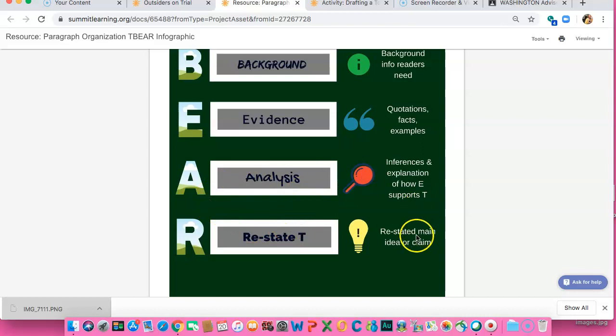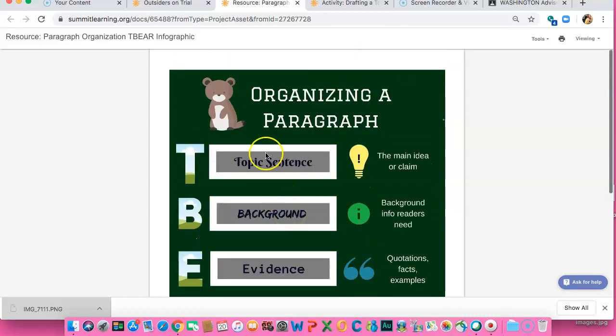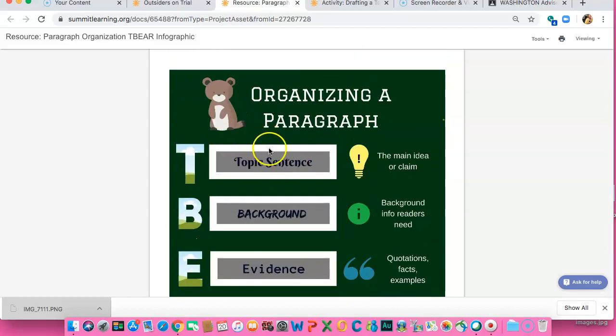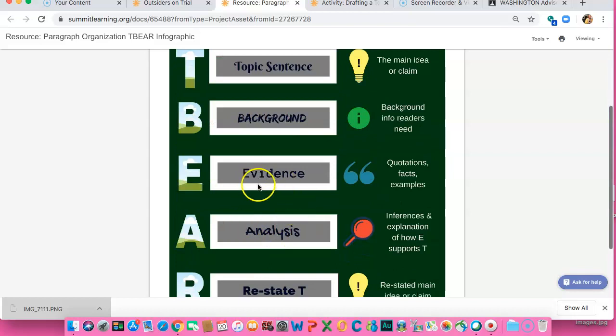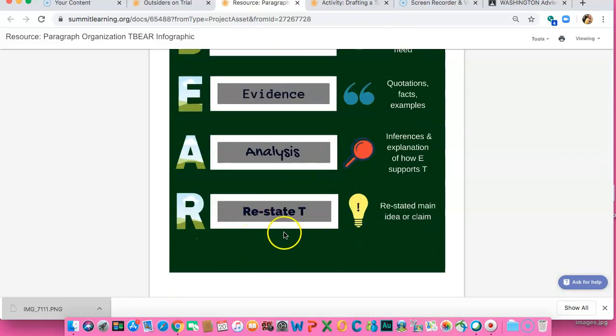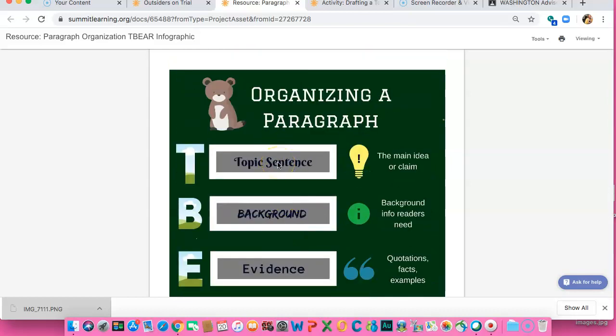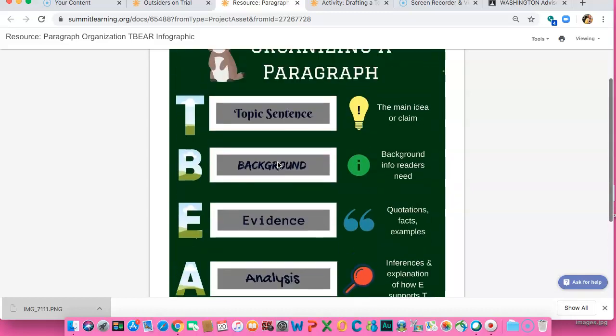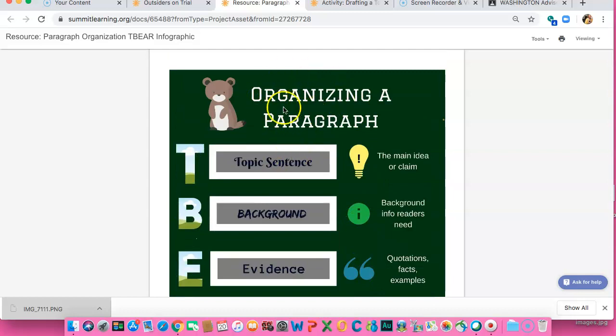And then, of course, to close it out, you're going to restate your main idea or your claim. Simple. We call this the T-Bear situation. So, topic sentence, background, evidence, analysis, and then you restate your topic sentence. Super, super easy. Okay? So, this is how I would love for you guys to organize your paragraph, of course.